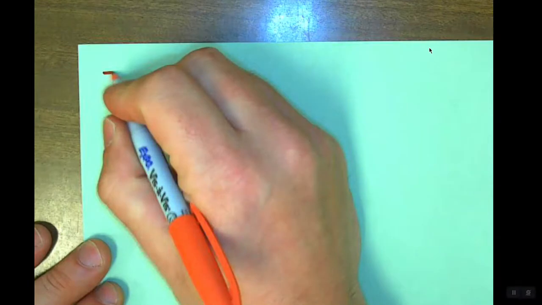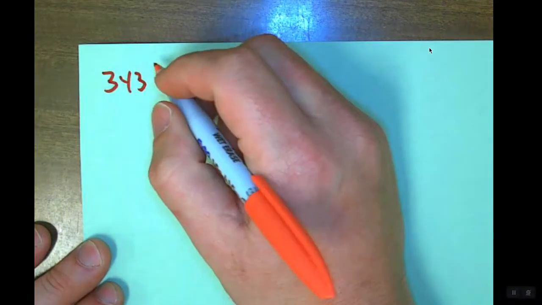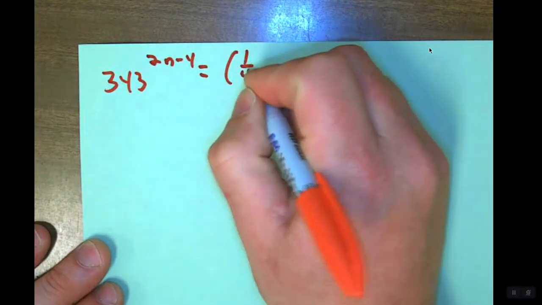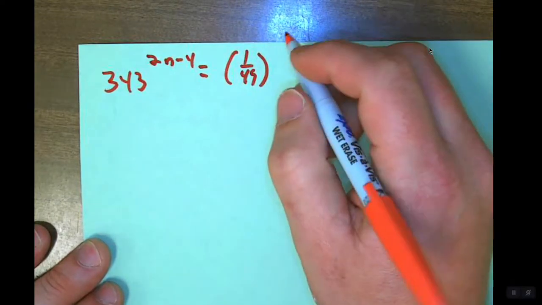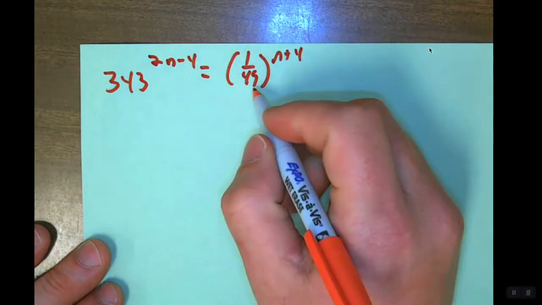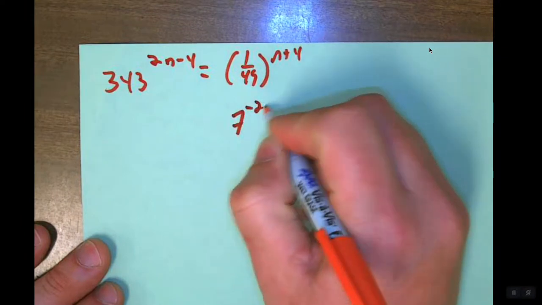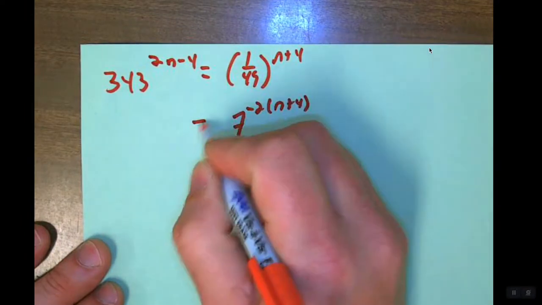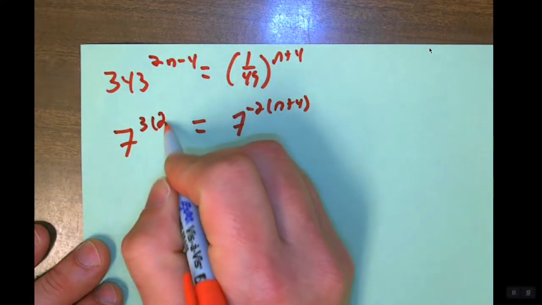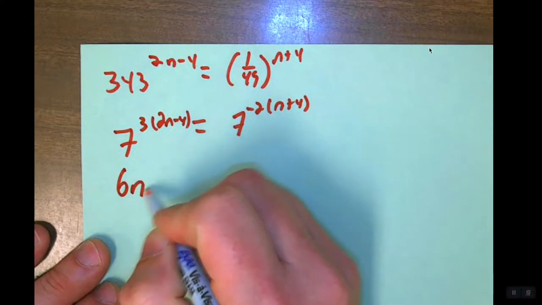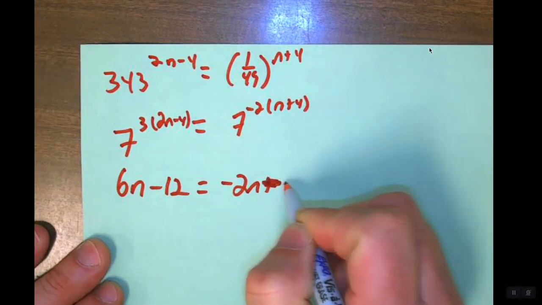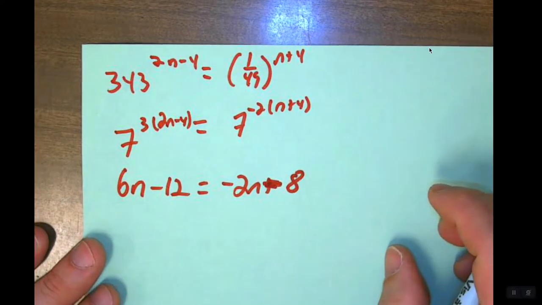You got 343 to the 2n minus 4 equals 1 over 49 to the n plus 4. So what you do is, well, the base is 7, so this is like 7 to the negative 2 to the n plus 4. So then this is going to be 7 to the third power, and then you got 2n minus 4. So then this is 6n minus 12, negative 2n minus 8, I believe, right? And then you can solve that.